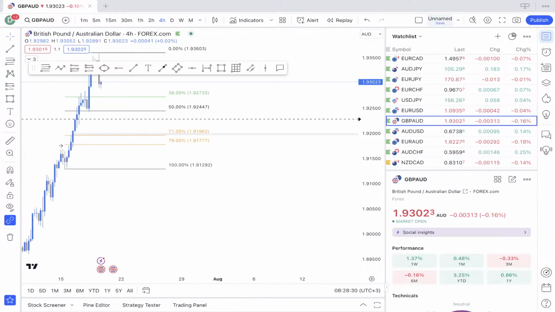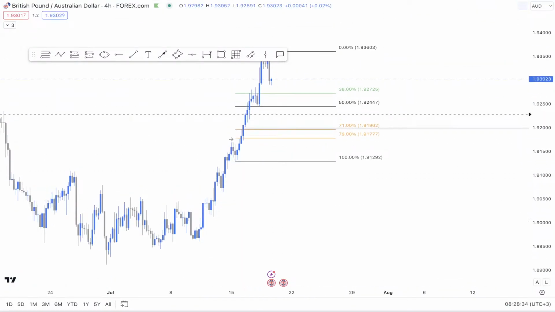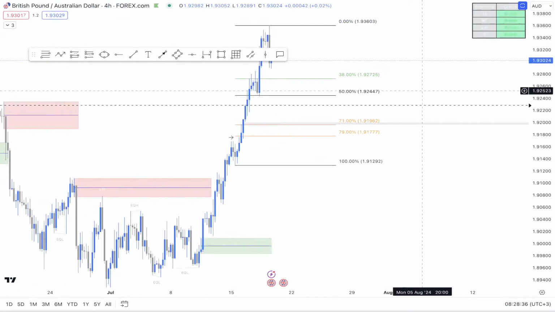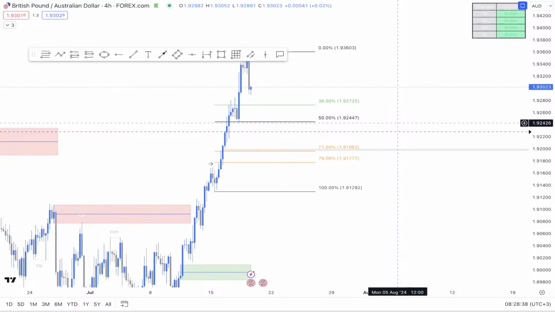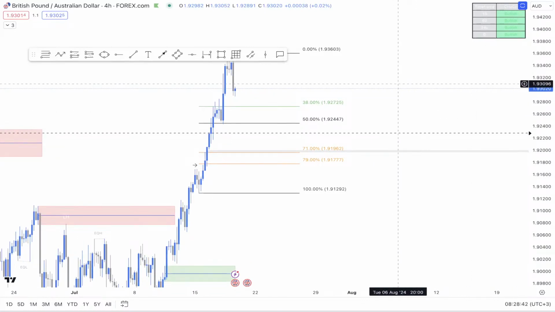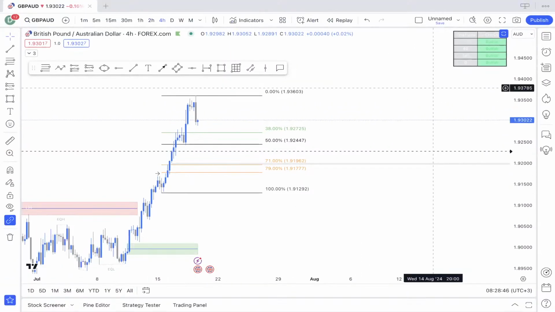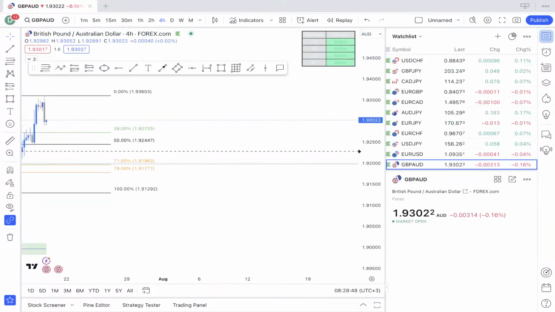GBP AUD with another bullish opportunity, aggressive break towards the upside. We have this fair value gap lining up with the point of interest. The trader graph is fully bullish as well. And now the last thing that we need to wait for is a corrective pullback towards our fire zone.